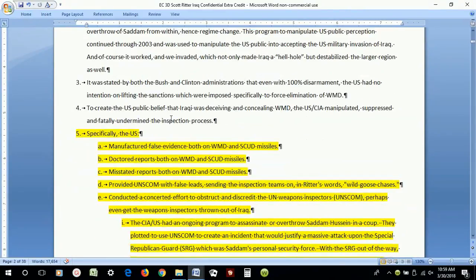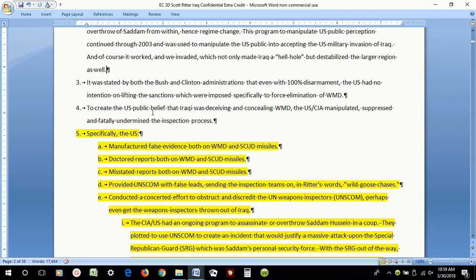It was stated by both the Bush and Clinton administrations that even with 100% disarmament, the U.S. had no intention of lifting the sanctions, which were imposed specifically to force elimination of WMD. So the purpose of these sanctions through the United Nations was the elimination of WMD, right? And what the administration is saying is, even if we eliminate it, we're not getting rid of those sanctions.